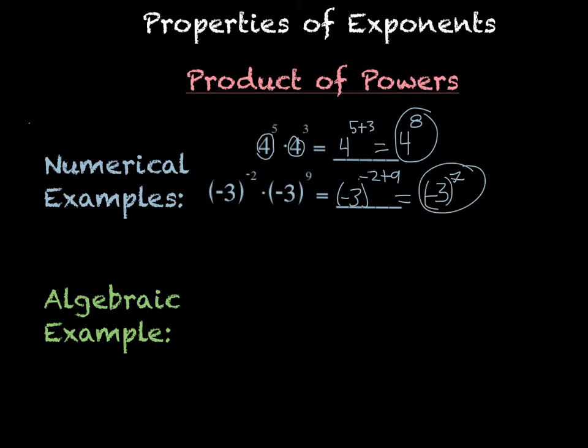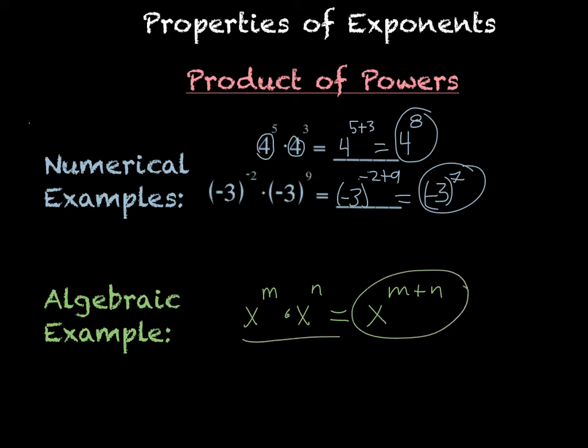Alright, and finally our algebraic rule is if we have x to the m power times x to the n power, we're going to have x to the m plus n power. And then we're done. So that right there is your algebraic example.